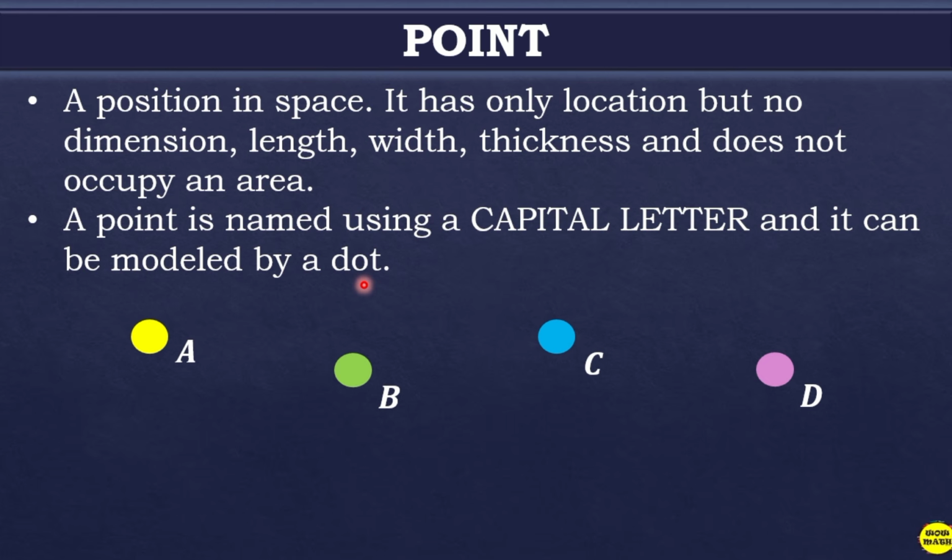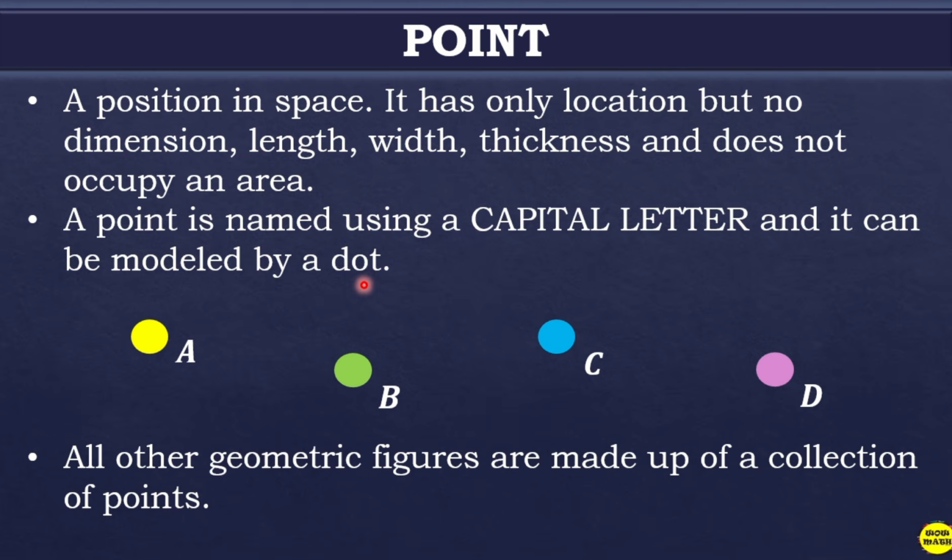So, ang tatandaan sa point, it has only location but no dimensions, length, width, thickness, and it doesn't occupy an area. Aside from that, we name a point using a capital letter. Always remember that. Okay. That's why all other geometric figures are made up of a collection of points. So, lahat ng figures na nakikita natin, especially sa geometry, lahat yon ay made up of points. Okay? So, nakakabuo tayo ng mga figures because of these points.